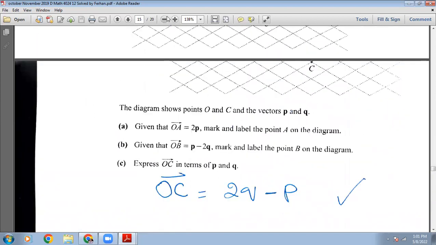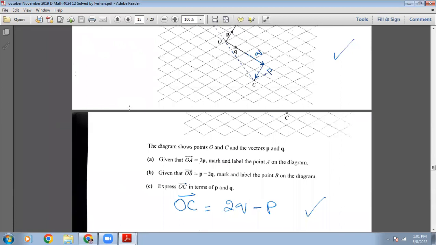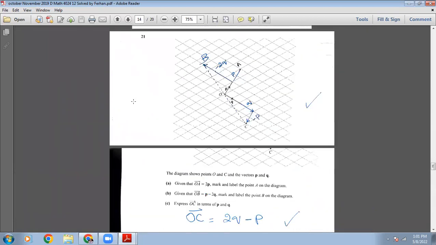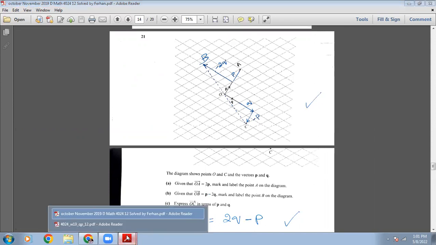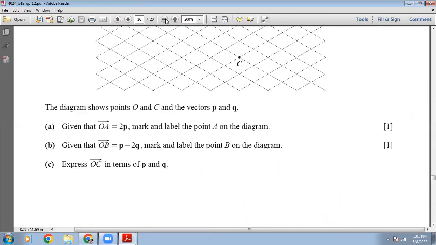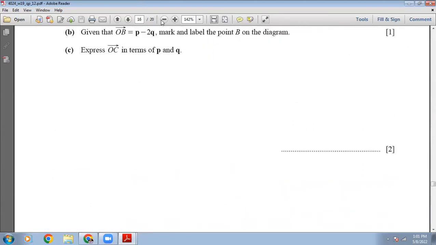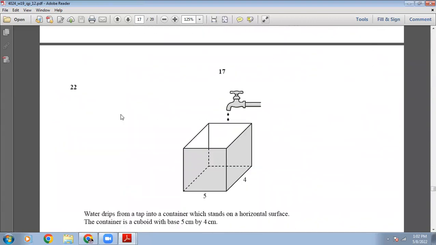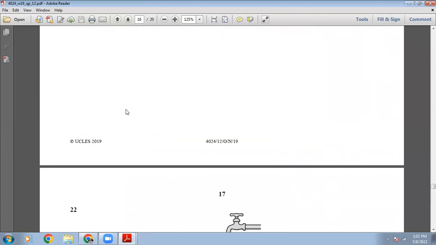Let me show you the whole thing together so you can have a good look on all of them. Okay, so the OC will be equal to 2Q minus P. I hope you understand. This question came from the vectors chapter of the D4 book, New Syllabus Mathematics 7th edition. This is the book which we study in Pakistan for preparing for the Cambridge exam. We call it D1, D2, D3, D4. Okay, so we are done with question number 21.